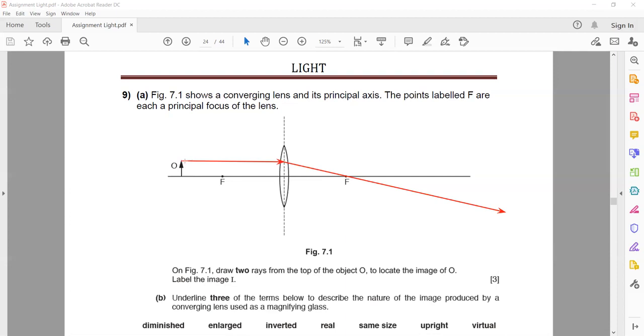The second ray, it's up to you which one you take as a second ray. For example, I'm taking the second ray passing through the center. If it is passing through the center, it will pass straight. The position where these two light rays will intersect is the position where the image will form. And we have to label this image as I. Is it clear? Only two you need, but you can take the third one as well.